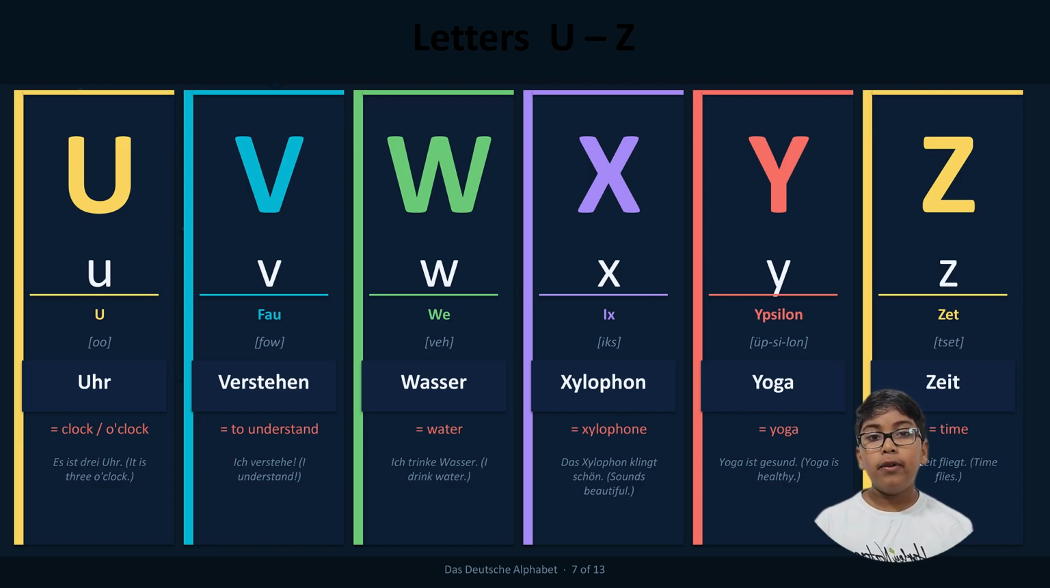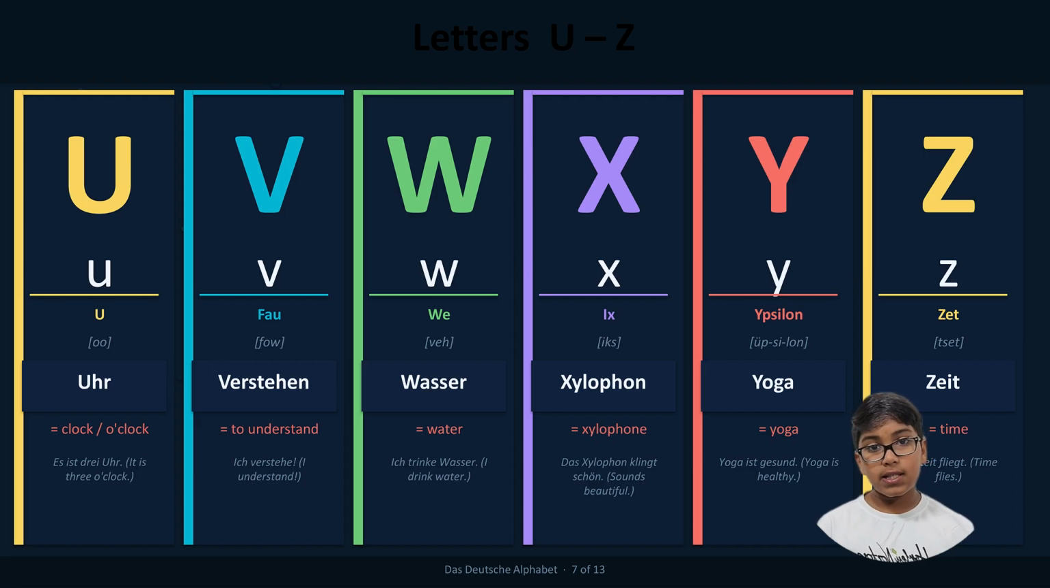U, V, W, X, Y, Z. And some of these are absolute game changers. Listen carefully. U, pronounced as U, like the U in the English word moon. The example word is Uhr. Say it, Uhr. It means clock or o'clock. Es ist 3 Uhr. It's 3 o'clock.